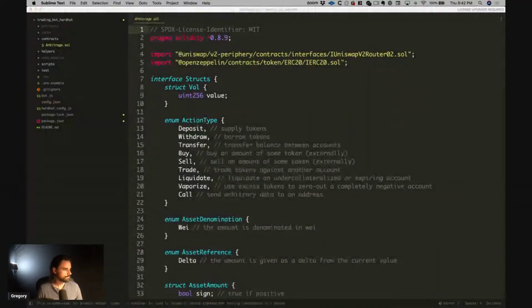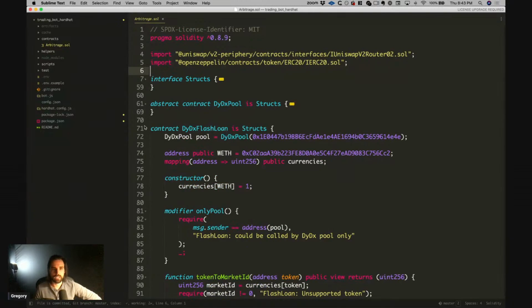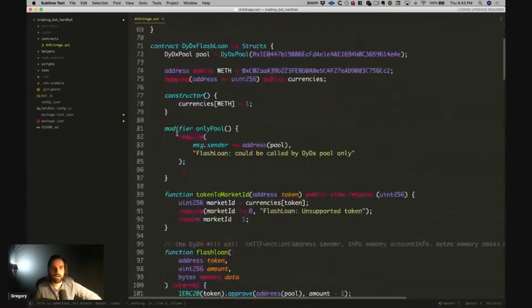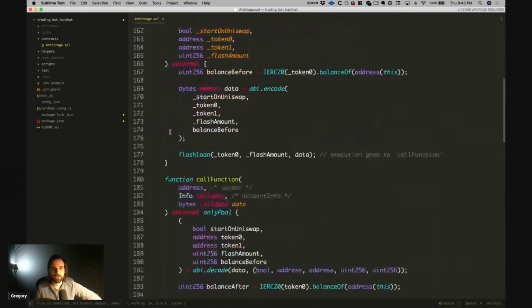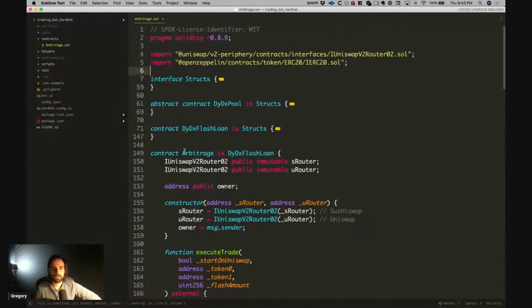All right, so let's start off with the smart contracts themselves. Here is the main arbitrage smart contract. Again, this is written in Solidity. It's got a few different things that are pulled into the contract. I'm going to minimize them, but I want to show you that starting at line 149 is really the meat of where your contract starts.